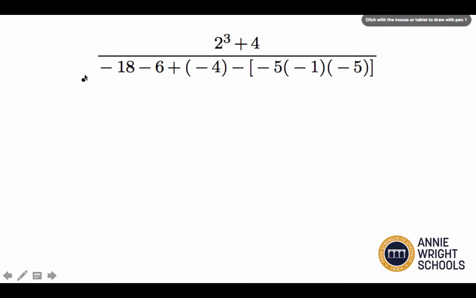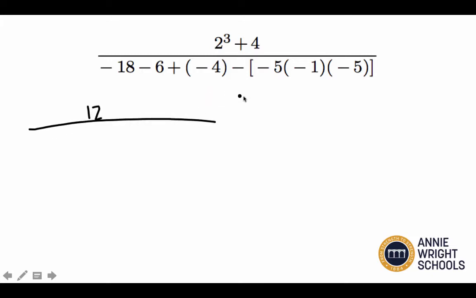If you pause the video, let's see what you came up with. The numerator and the denominator. A big fraction bar like this really means you can do the top all at once and then do the bottom separately. So I'm just going to jump into the top. 2 cubed, that's 8. 8 plus 4, that gives me 12. Done with the top. Now I just have to figure out the bottom.